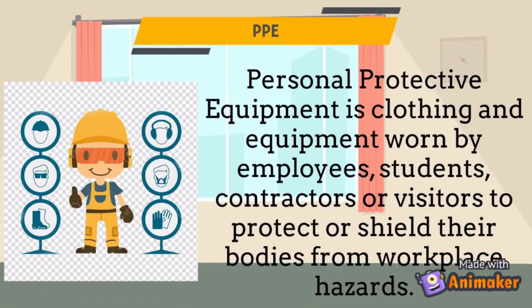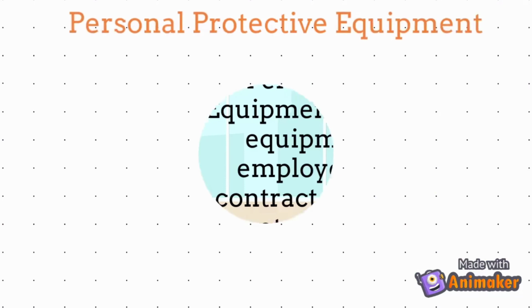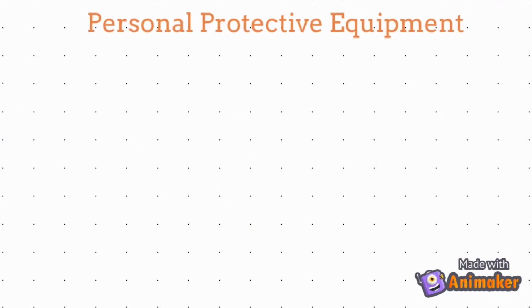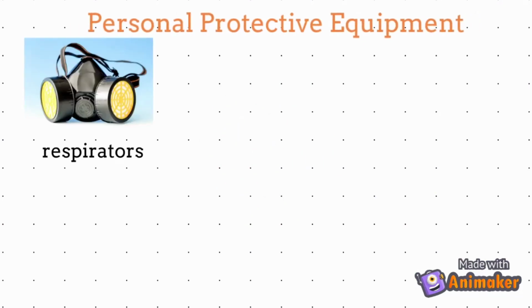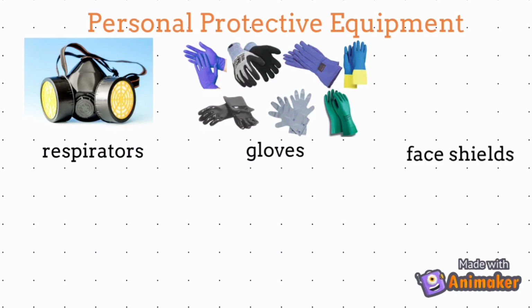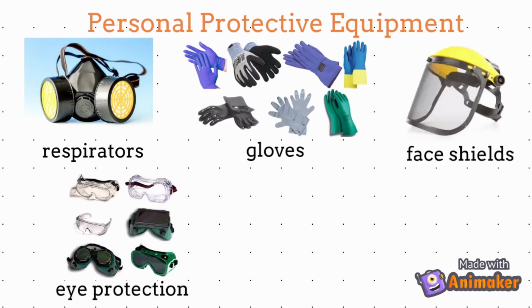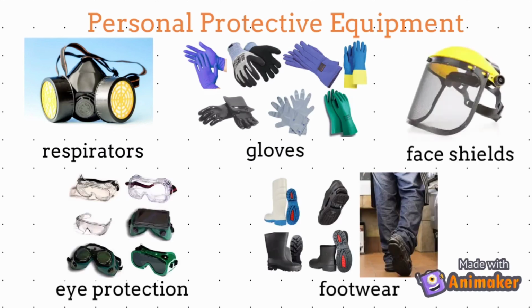Personal protective equipment is clothing and equipment worn by employees, students, contractors, or visitors to protect or shield their bodies from workplace hazards. Personal protective equipment includes items such as respirators, protective clothing such as gloves, face shields, eye protection, and footwear that serve to provide a barrier between a wearer and a chemical or material.